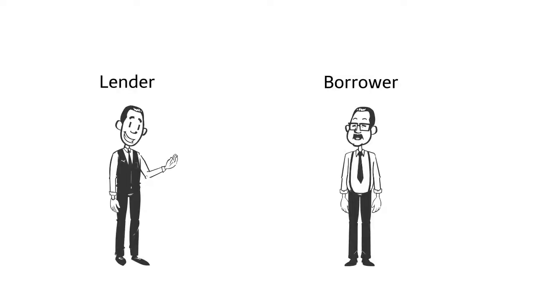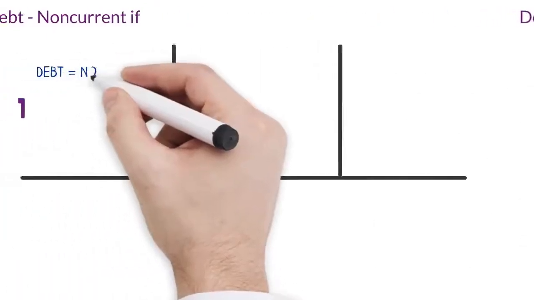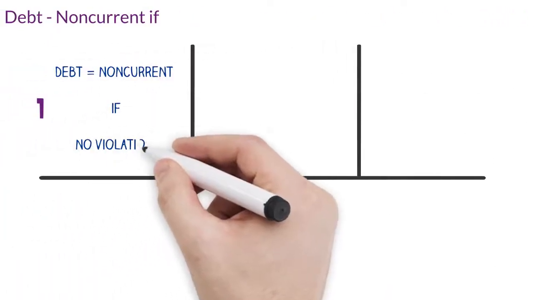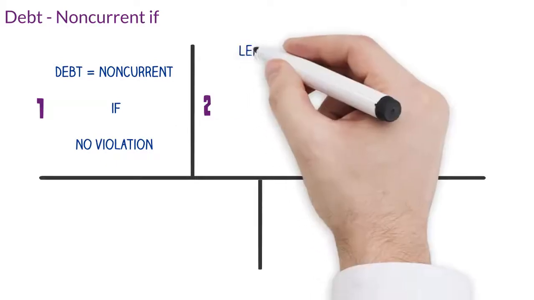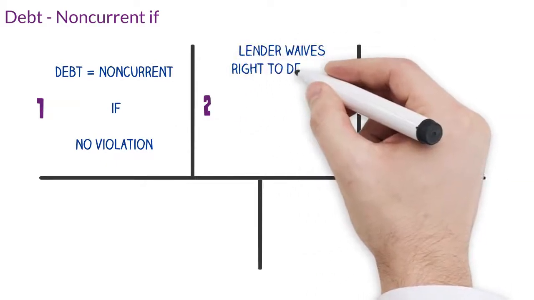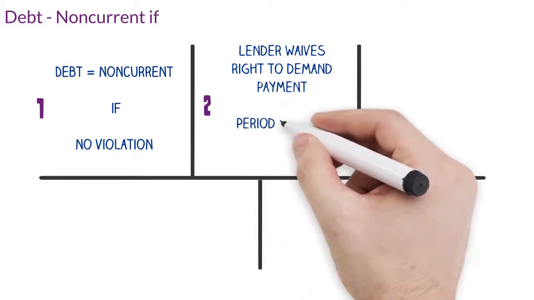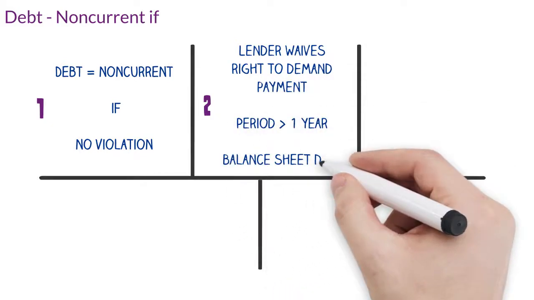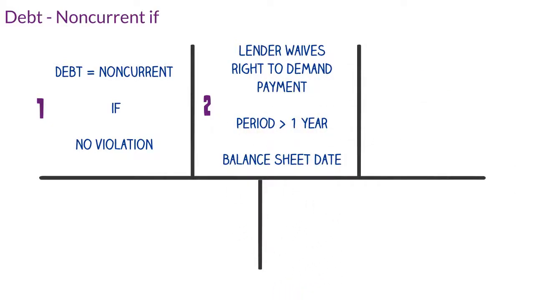Yes. An exception is provided for debt classification when a lender has the right to demand payment because a debt covenant violation exists as of the balance sheet date. A company would classify this debt as non-current if it meets the following. The debt would have been classified as non-current if the covenant violation had not occurred. The lender waives its right to demand payment of the debt for a period greater than 1 year or operating cycle, if longer, from the balance sheet date.